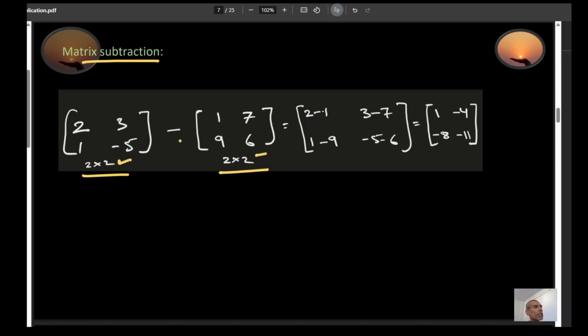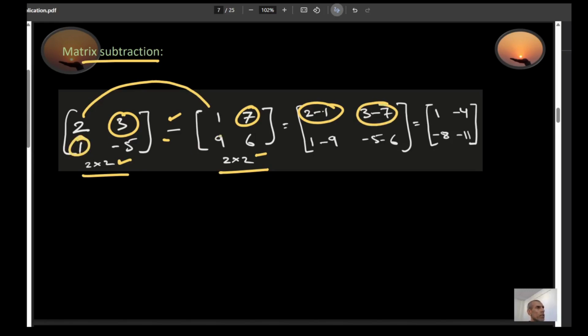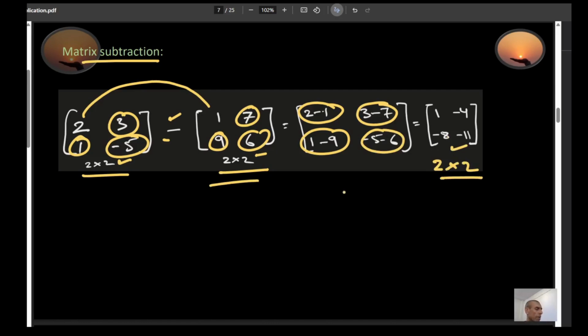I can perform subtraction now. So the way you perform subtraction, same principle. You take 2 and 1, subtract 2 minus 1, take 3 and 7, subtract 3 minus 7, take 1 minus 9, and likewise minus 5 and minus 6, minus 5 minus 6. And you solve it, and this is your matrix right here. And the final matrix is going to be 2 by 2. So if this is 2 by 2, your final is going to be the same shape.